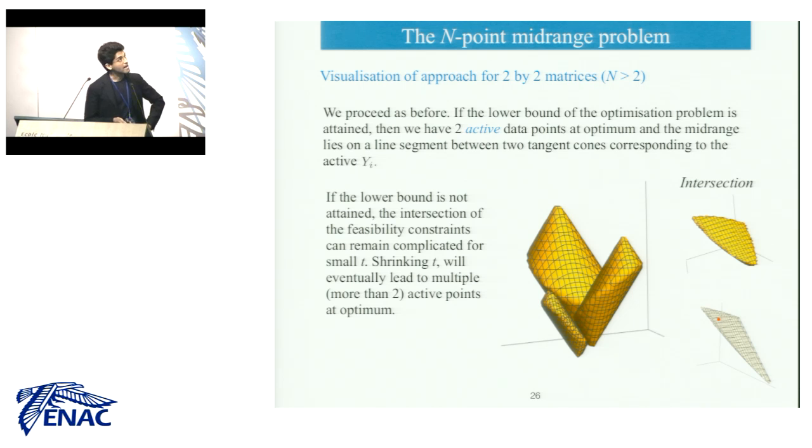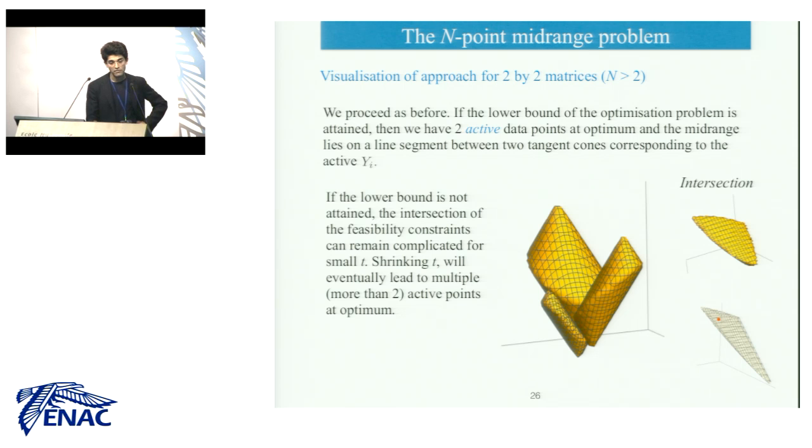So if we now look at the n is 3 problem, or higher than 2, these intersections can become pretty complicated for t. And as we shrink t, they don't disentangle nicely. Sometimes you have a situation where only 2 of the feasibility sets dominate and become active. And in those cases, the lower bound is attained. But generally, you have these complicated shapes, and the mid-range ends up being in a corner of something.